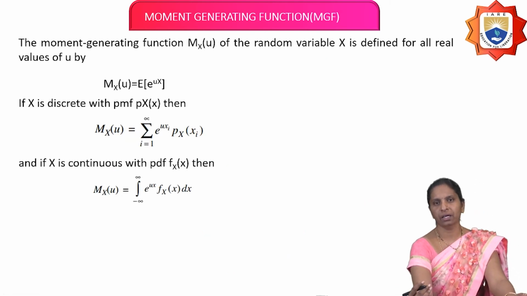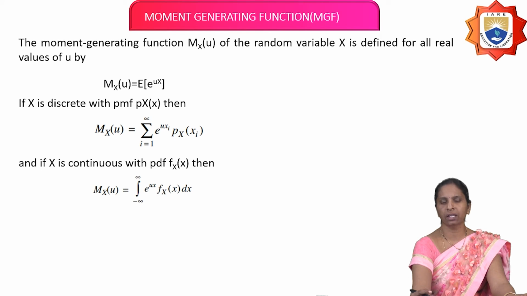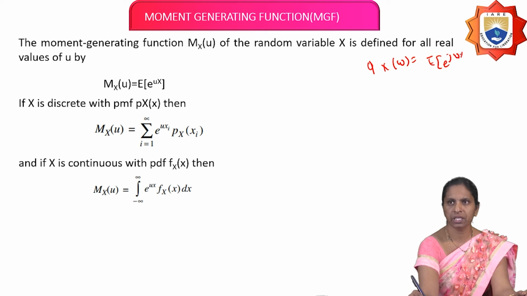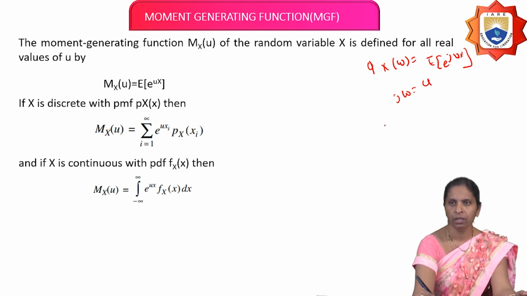In a similar manner, the next function you are going to study is the moment generating function. The moment generating function is also used to calculate the moments of a random variable. And the characteristic function you have seen of a random variable x, pi x of omega, equals the expectation of e power j omega x. Now, if you take j omega equal to some variable, let us say u, you can take any variable. Here, I'm taking u. I can take v also. Then what can you obtain here? The expectation of e power vx.